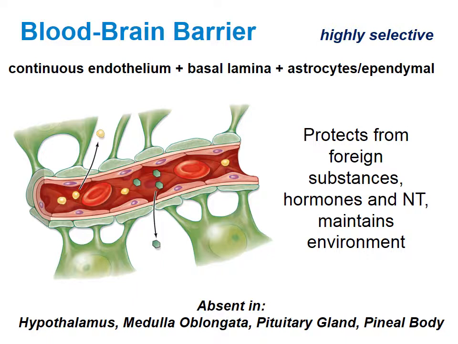The blood-brain barrier is everywhere, except in these places: hypothalamus, medulla oblongata, pituitary gland, pineal body. This is because these 4 areas release hormones or monitor blood chemistry. Therefore, the neurons here do need direct access to blood supply.